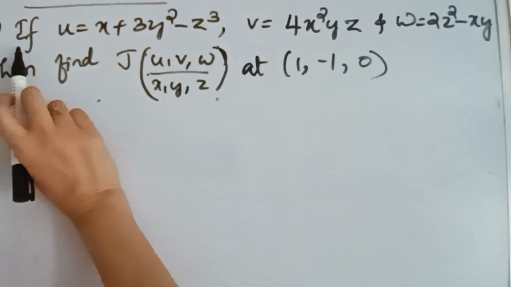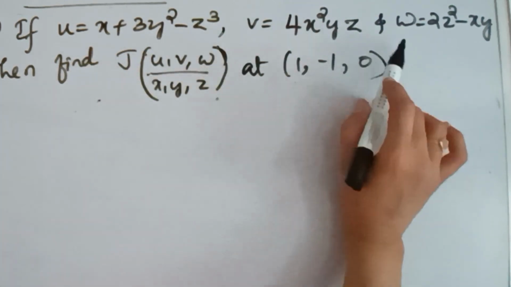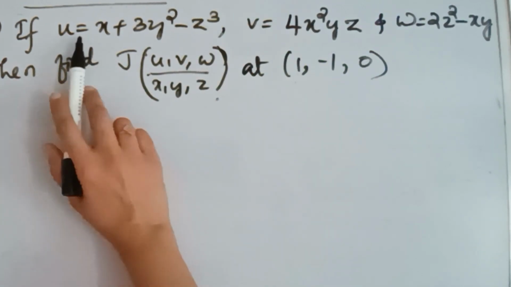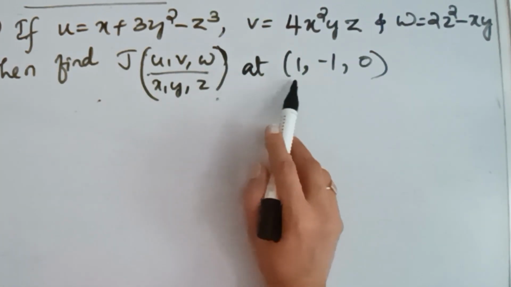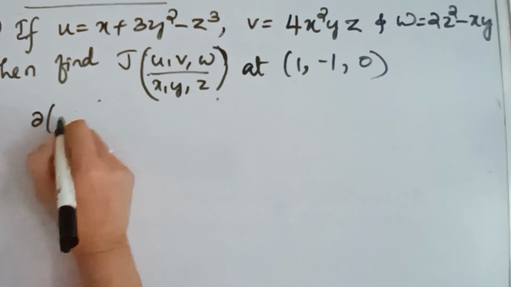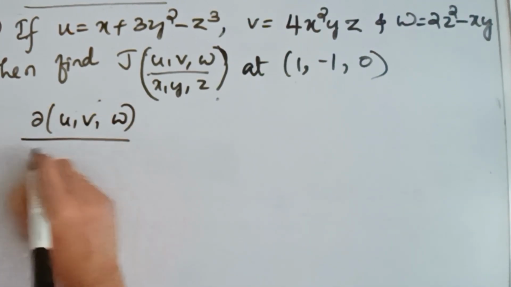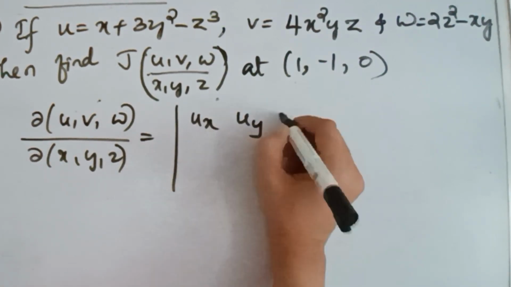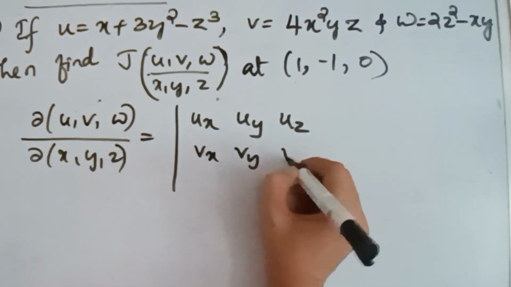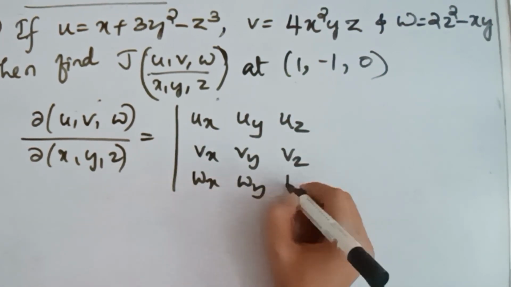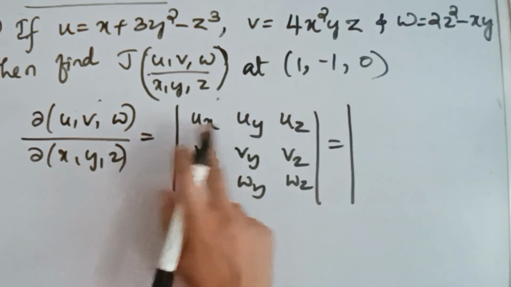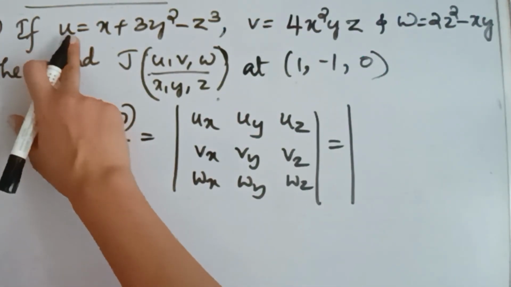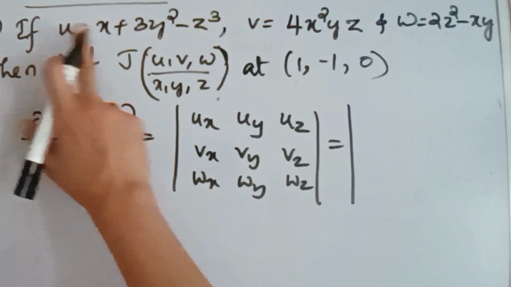See the second problem. If u, v, w, these are the three functions given in three independent variables x, y, z, you have to find the Jacobian of u, v, w with respect to x, y, z at this particular point. Therefore, the formula for the Jacobian of three functions with respect to the three independent variables is the determinant u_x, u_y, u_z, v_x, v_y, v_z, w_x, w_y, w_z. So let us find the partial derivatives of these three functions with respect to x, y, z one by one. So the partial derivative of u with respect to x, with y and z constant.